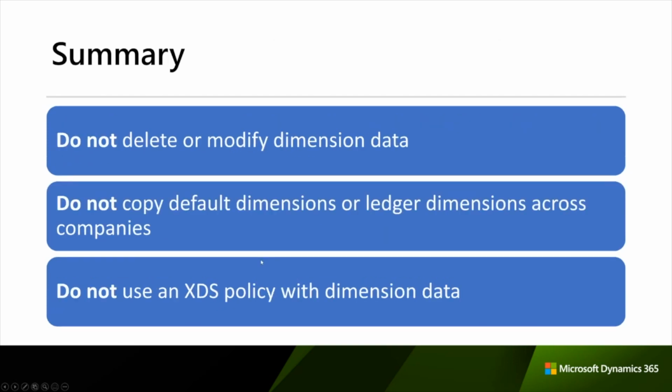So for the summary, I just picked the top 3. If you come out of here with nothing, do not delete or modify dimension data. Those are the dimension attribute tables. Do not copy default dimensions or ledger dimensions across companies. And do not use an XDS policy with dimension data.